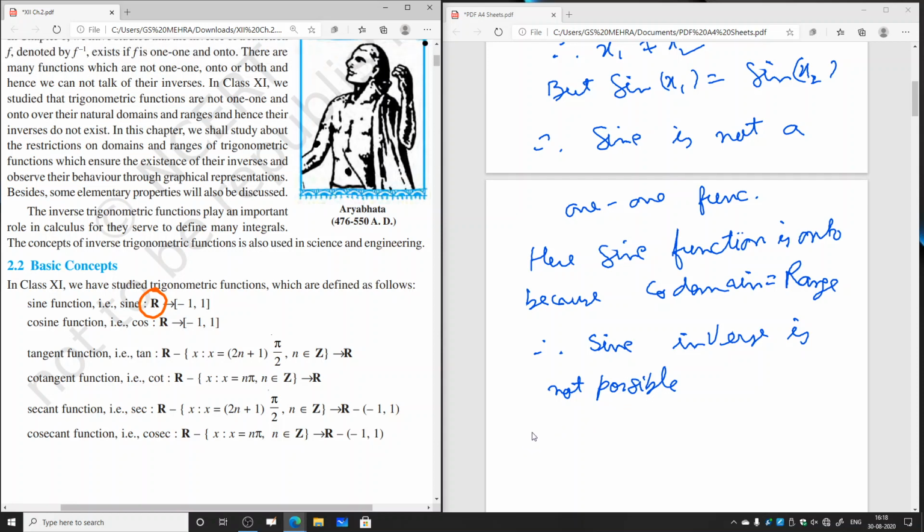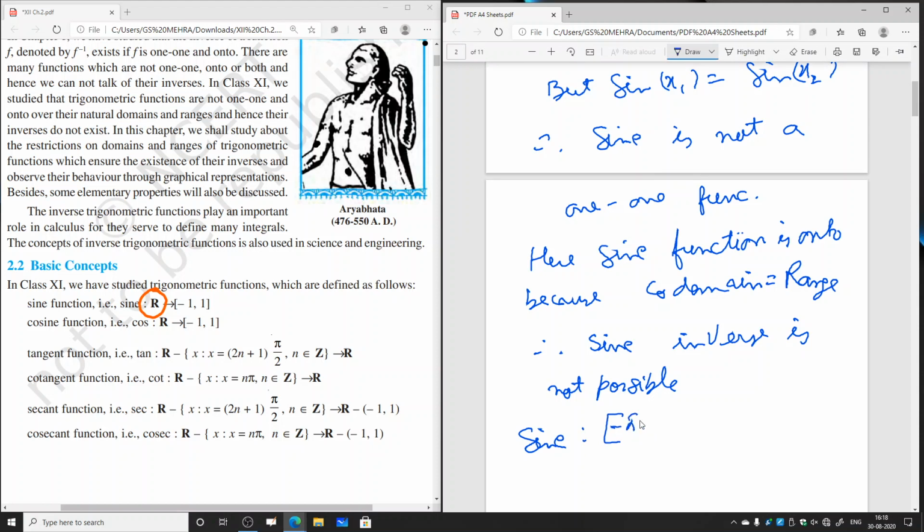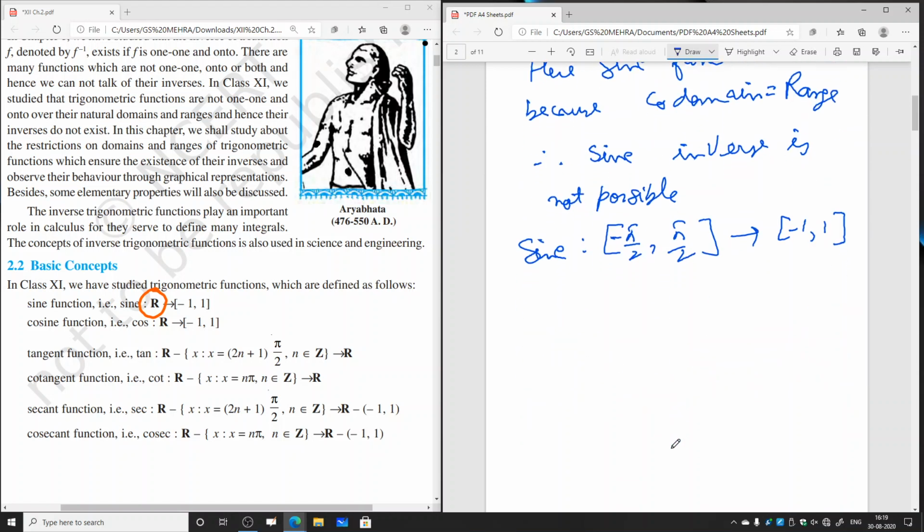Now let us consider another case. Sine is a function from, after restricting, the closed interval -π/2 to π/2, and the codomain will remain the same, -1 to 1. Now it was already onto. Now it is also 1 1, because for every element taken from the domain we will get a different image. So here we can say that clearly now sine is 1 1 and onto.